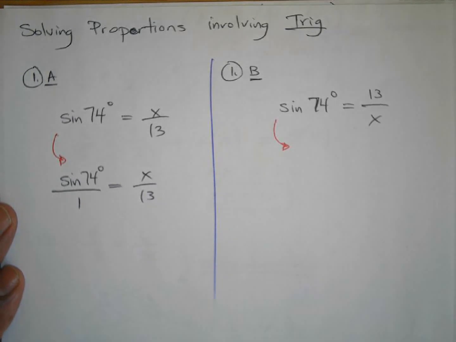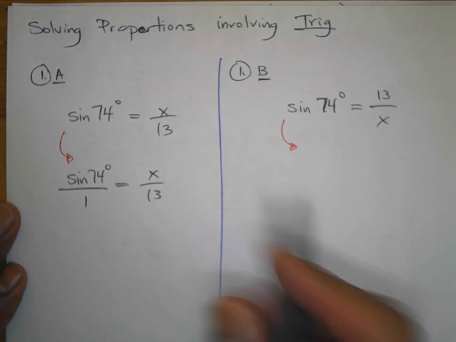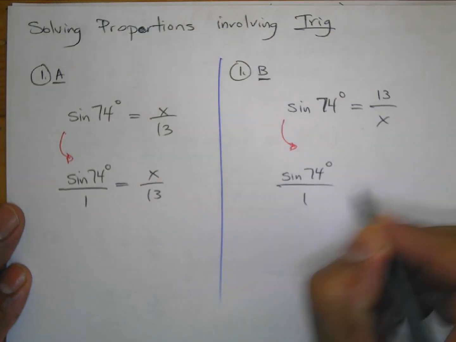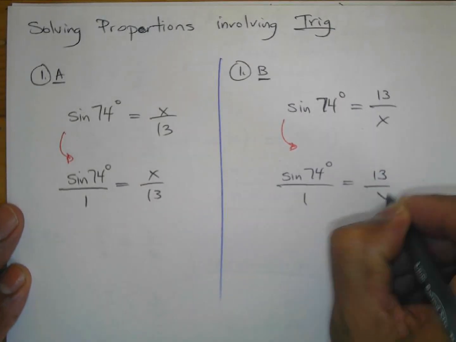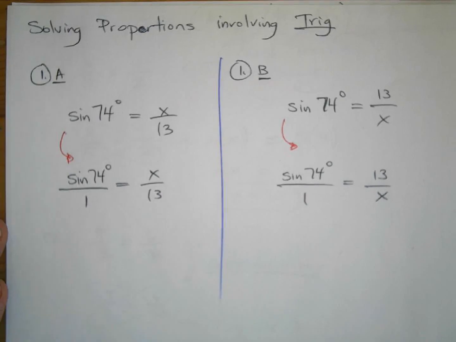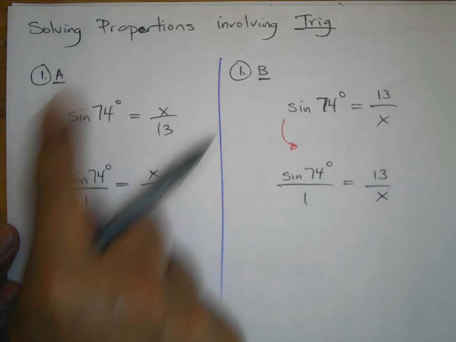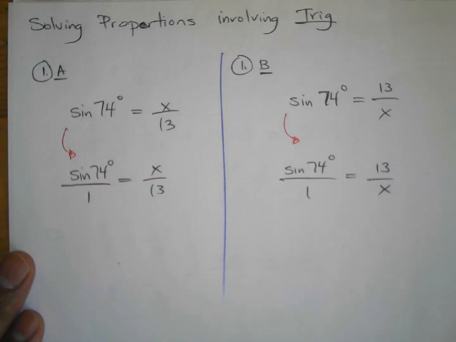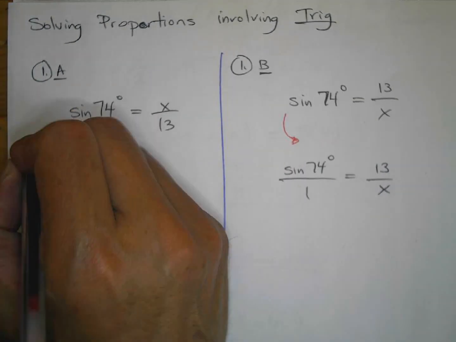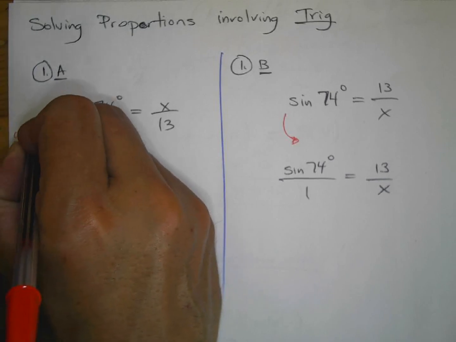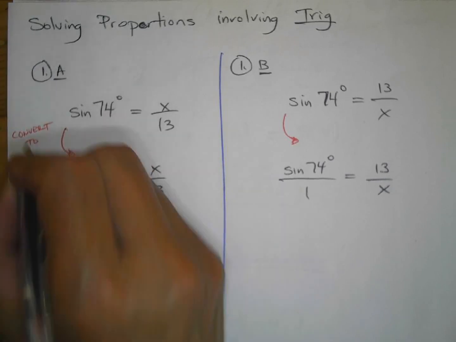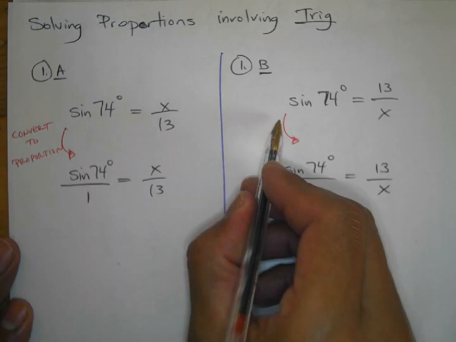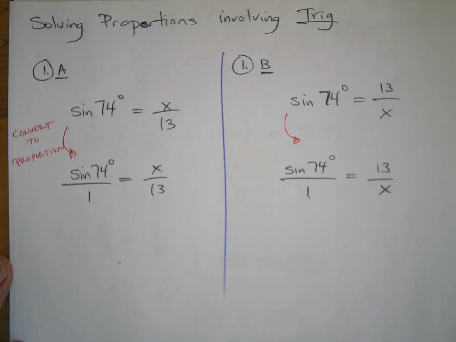First, you're going to convert into a proportion. Put a 1 under it. I want to see a fraction equal to another fraction. Change it into a proportion. Convert to proportion. Same here, right? Convert to proportion.